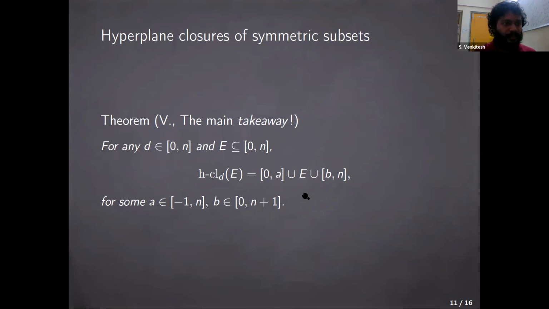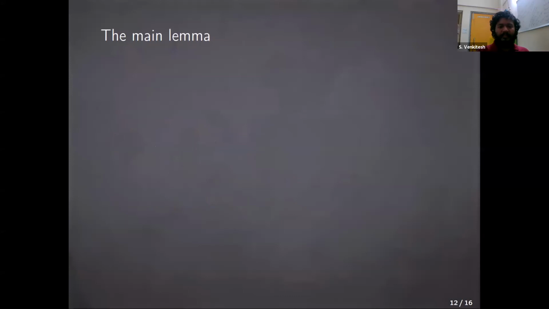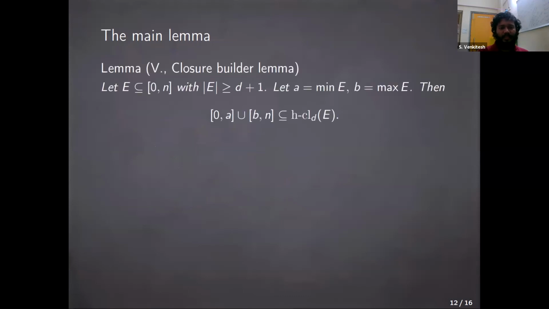In particular, the closure could be E itself for some choices of the degree, where A is -1 and B is n plus 1. But in general, the structure is this for any subset, and we will make use of this. So, how do we arrive at this? I don't have time to give you the proof, but let me just take you through the outline.